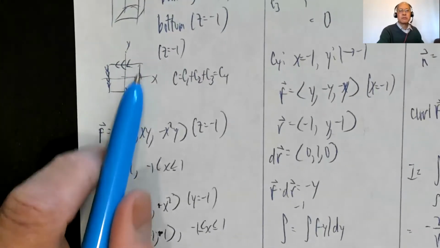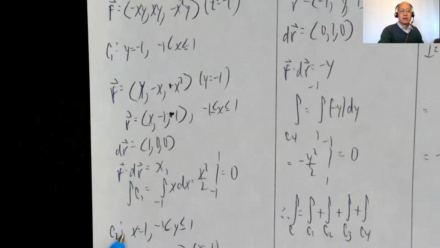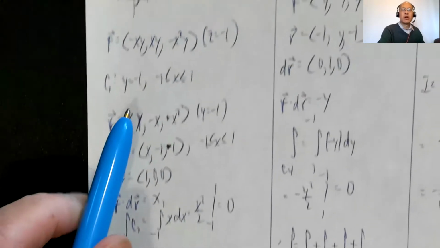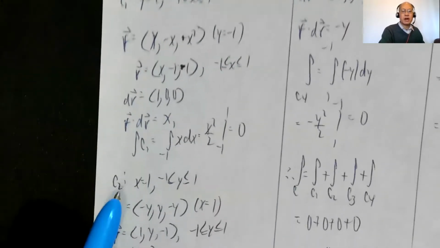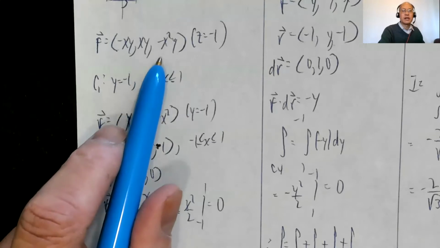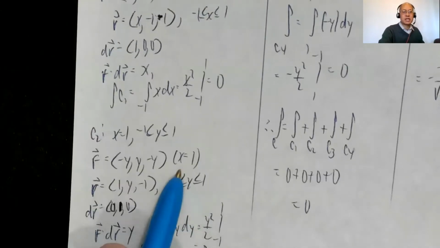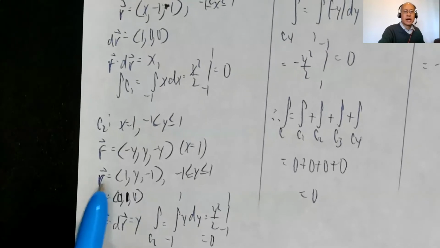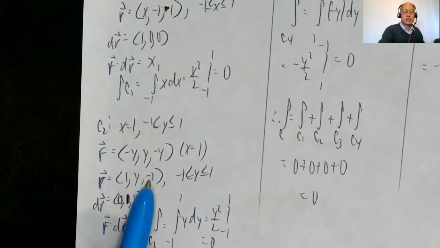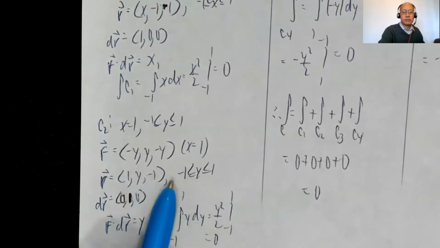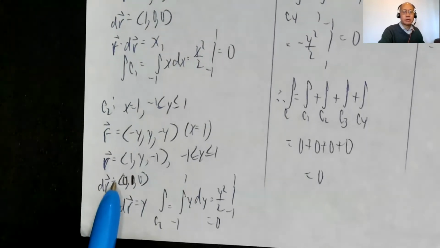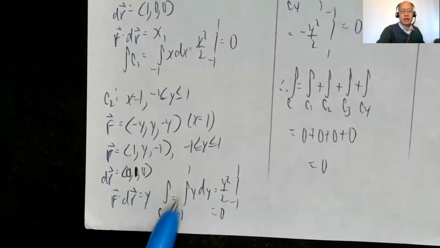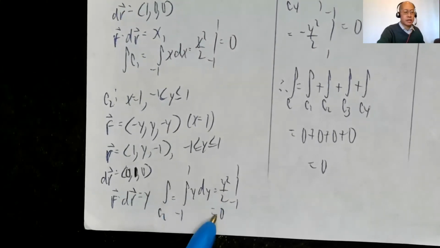C2: x is 1, y goes from -1 to 1. So I plug in x equals 1, that's -y, y, and -y at x equals 1. So position vector r: x is 1, y is y, z is always -1. For these, y goes from -1 to 1. dr is 0, 1, 0. So f dot dr, integral from -1 to 1 of y dy, same thing, you get 0.